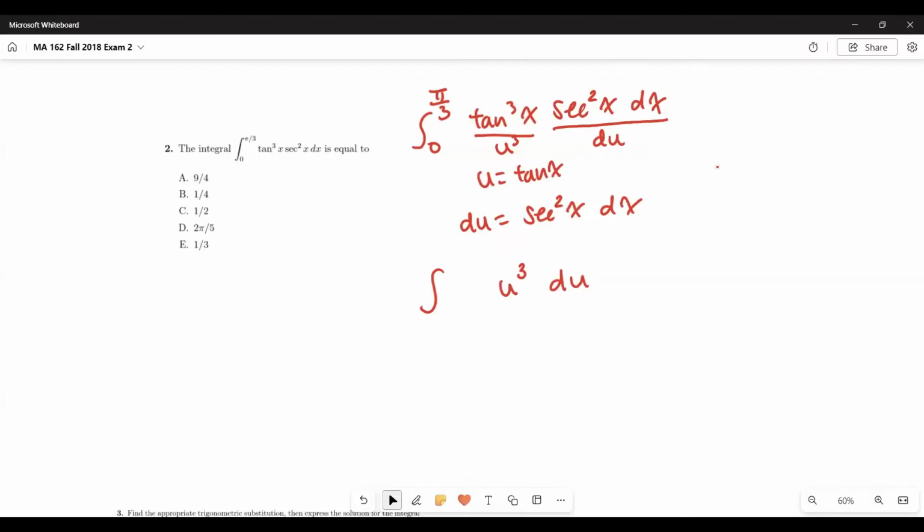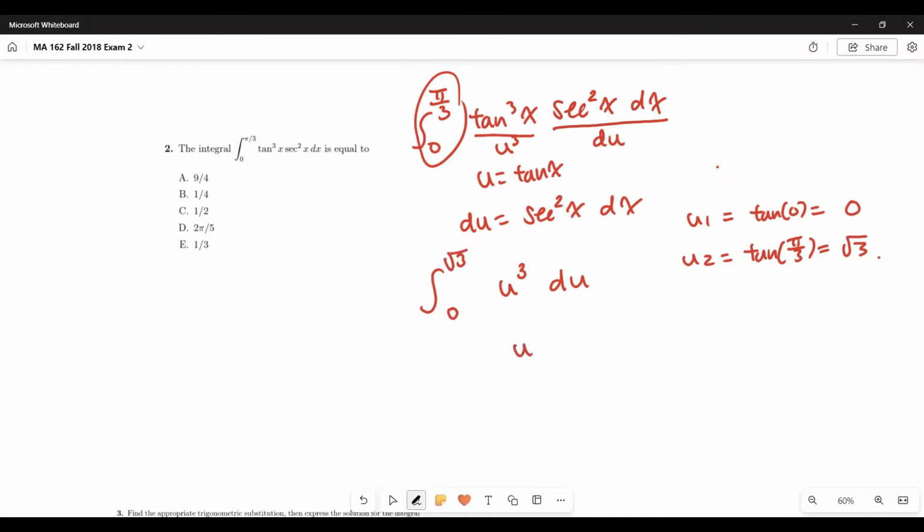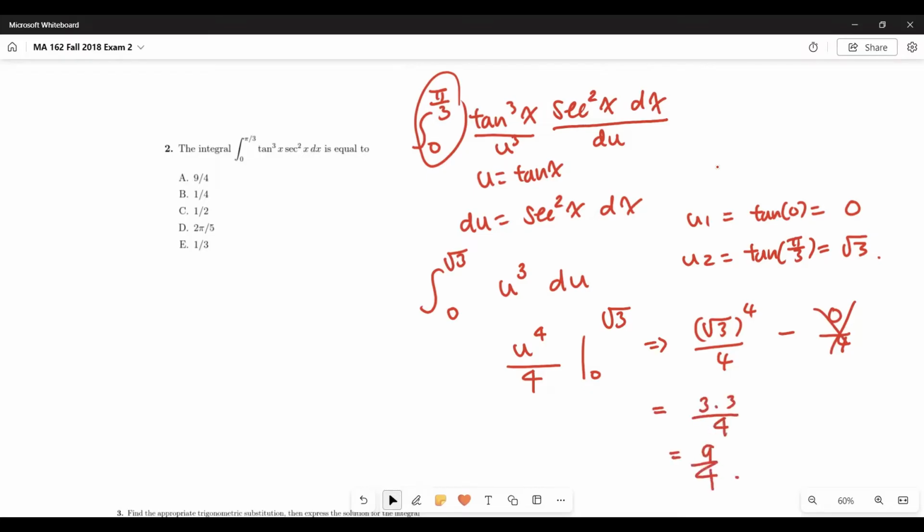Okay, and then we have to write the bounds again. So u1 is tangent 0, which is 0, u2 is tangent pi over 3, which is square root of 3. So it's from 0 to square root of 3. So if you integrate this, this is u to the fourth power over 4 from 0 to square root of 3. This becomes square root of 3 to the fourth power over 4 minus 0 over 4, which is 0, so we don't have to worry about it. So this becomes just 3 times 3 over 4, which is 9 over 4. So the answer for this question is A.